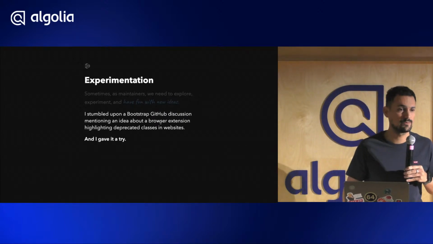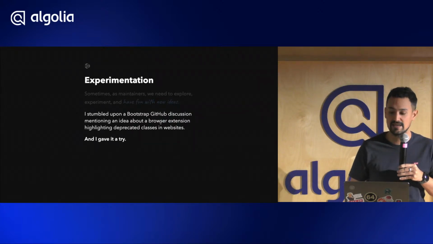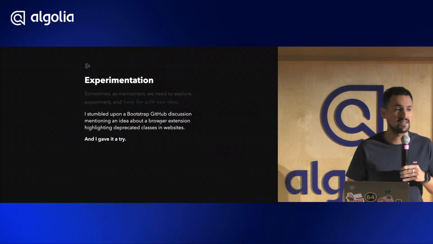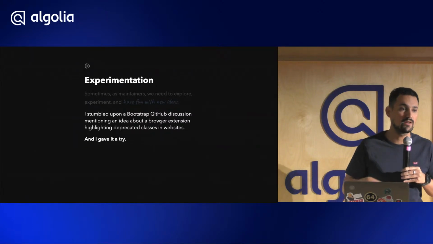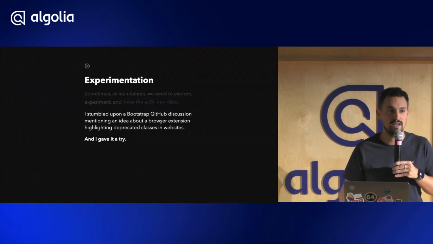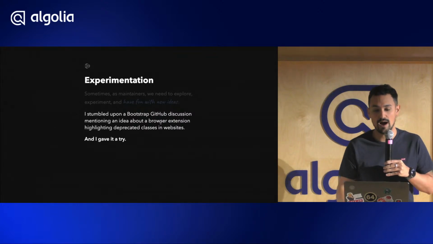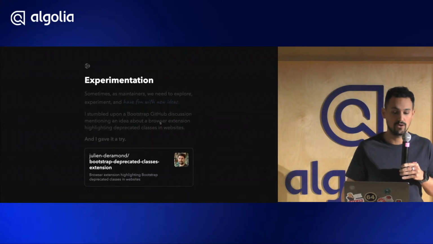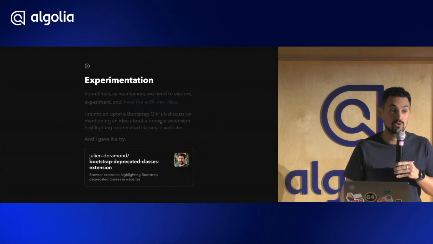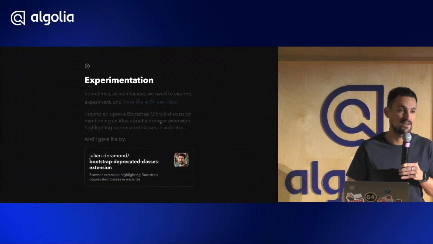So one day I stumbled upon a GitHub discussion mentioning an idea about a browser extension highlighting removed and deprecated classes in websites. Back then I was streaming, so I was always looking for fun ideas for me and for the viewers. It was the perfect match, because it's not that complicated to do, and it can be really useful for the end users. So I created this project that you can find on GitHub. It's basically a browser extension highlighting Bootstrap deprecated classes and removed classes in websites, okay?